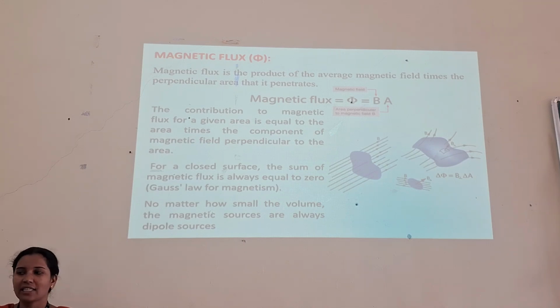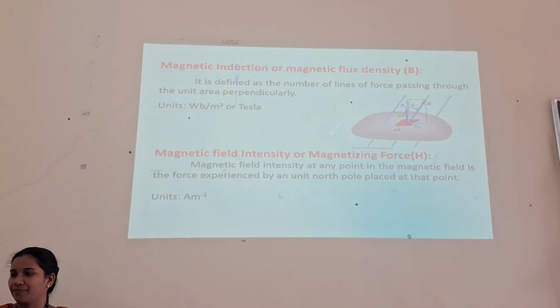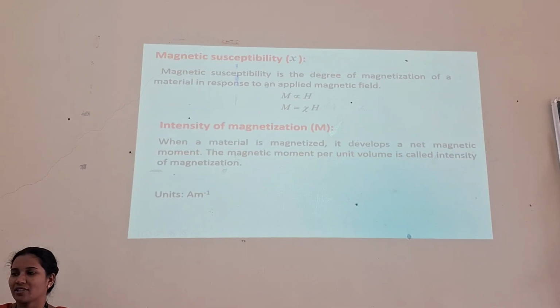Magnetic flux. Magnetic flux is the product of average magnetic field times the perpendicular area that it penetrates. As you can see here, magnetic flux is equal to B into A. For a closed surface, the sum of the magnetic flux is always equal to 0, which is Gauss law for magnetism.